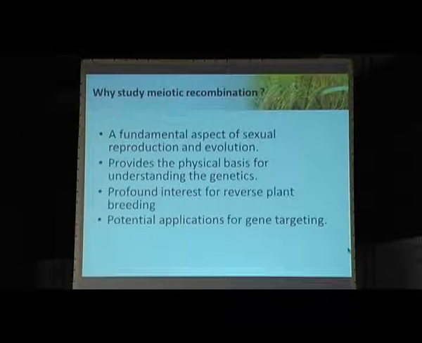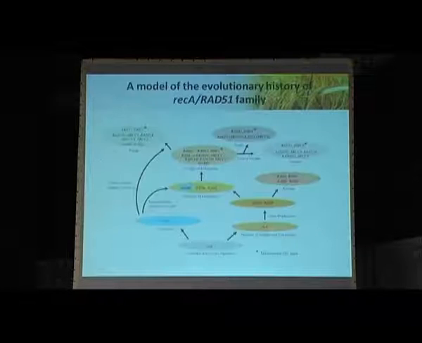Why study meiotic recombination? Meiotic recombination is a fundamental aspect of sexual reproduction and evolution that provides the physical basis for understanding genetics. We can apply it to reverse plant breeding to fix the segregation in the next generation, and also it has potential application for gene targeting using transformation techniques.